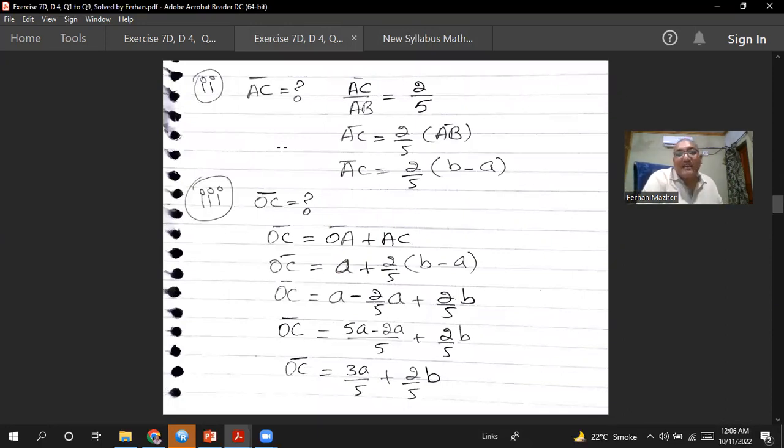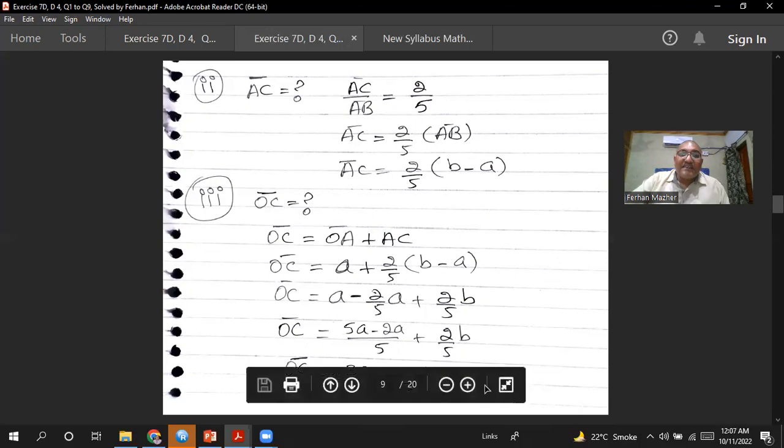The AC, I know the value of the AB. So I can find the AC ratio AB, that will be 2 by 5, and AC will be equals to 2 by 5 of the AB. So AC will be equal to 2 by 5 bracket B minus A bracket close. So this is how you will do that.